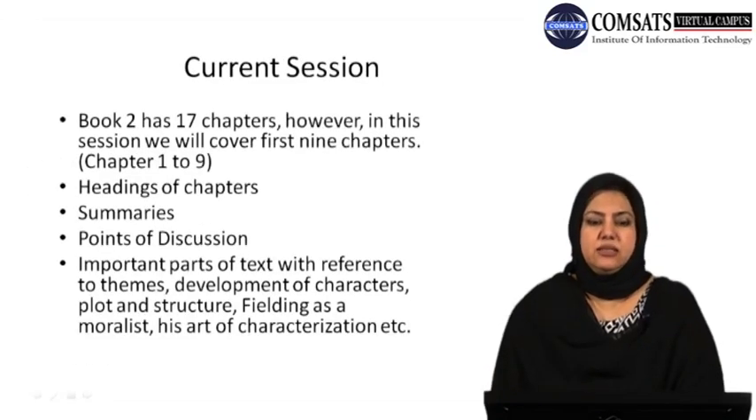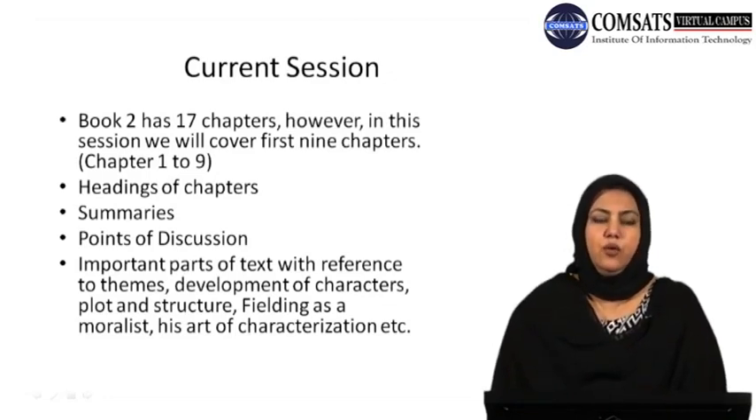As far as today's session is concerned, in the current session we are going to start book 2. Well, book 2 has 17 chapters, however it is not possible to cover all the chapters in this session. So in this session we will cover first 9 chapters of the novel Joseph Andrews, book 2.